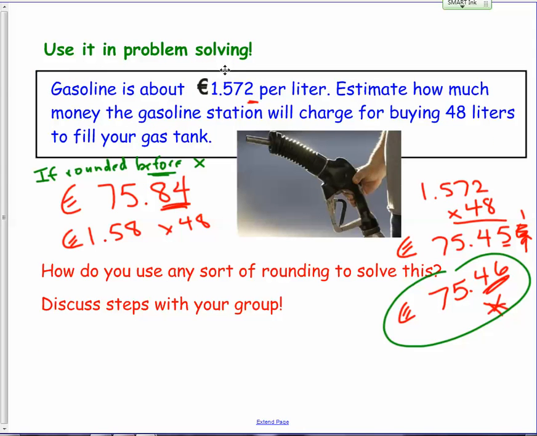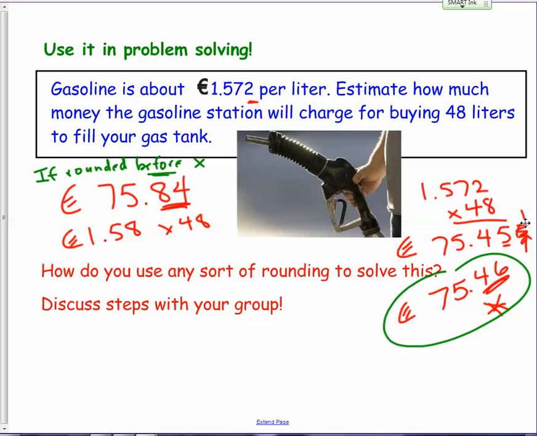In problem solving with gasoline, let's say that the gas station pays this much per liter for their gas. So I said, estimate how much money the gas station will charge for buying 48 liters to fill your gas tank. Some of you rounded before you multiplied. You said, okay, it's going to be $1.58 per liter because the gas station's not going to lose this two thousandths of a euro. So they're going to round up to $1.58. And if you multiply by that 48, we get 75.84 euro. And some of you said, no, they would multiply by 48 first, and that's 75 euro, 456 thousandths of a euro.